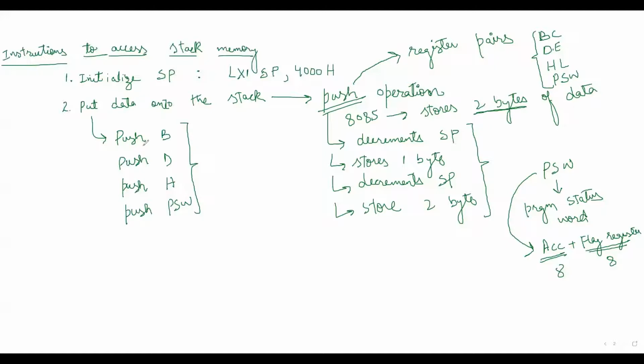So when I am doing PUSH B, what was there in the stack pointer initially? In the stack pointer, we had 4000. So let's suppose this is my memory.